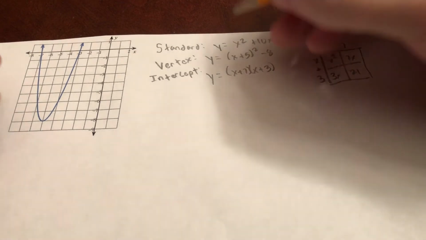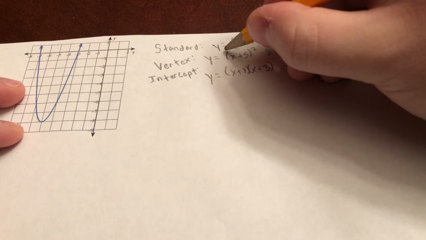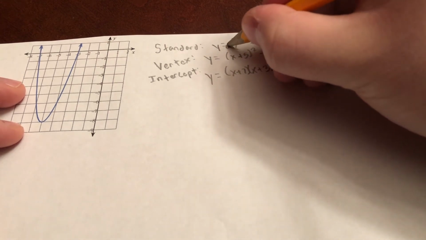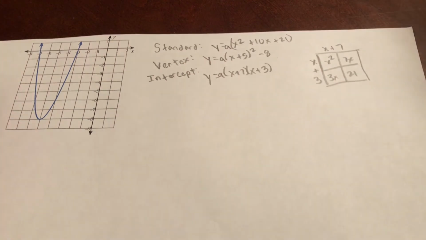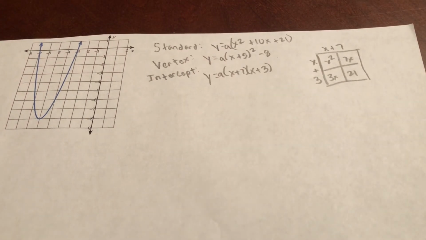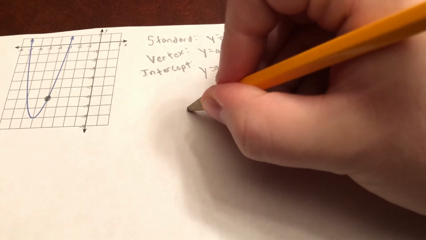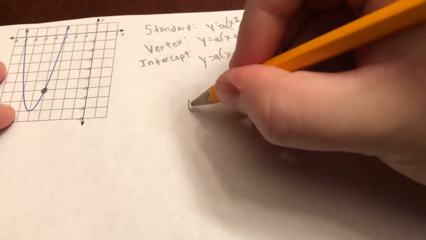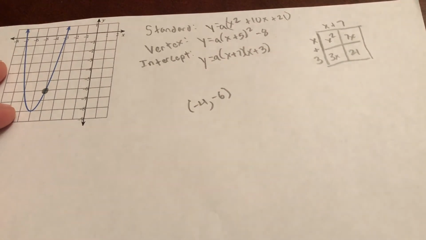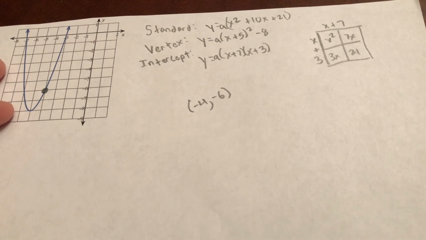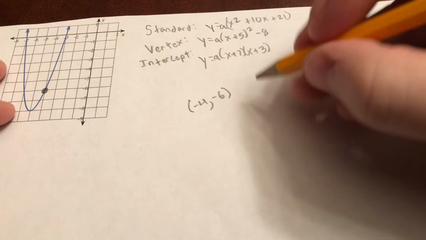The question, though, is whether something has been multiplied on these. That's the question. In order to find out, we have to pick a point on our graph and plug it in. So I'm going to pick the point right here. And that point is (-4, -6). I'm going to plug the point (-4, -6) into my equation. Does it matter which one I plug it into? No. Let's do the vertex form.